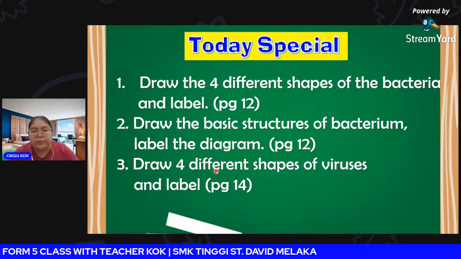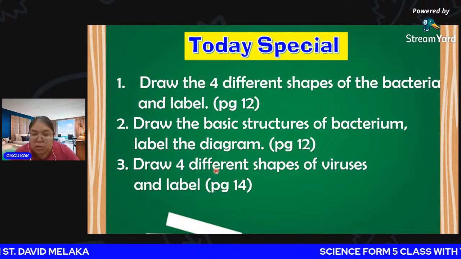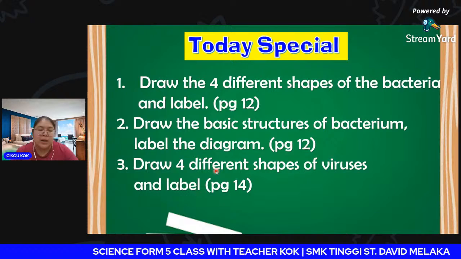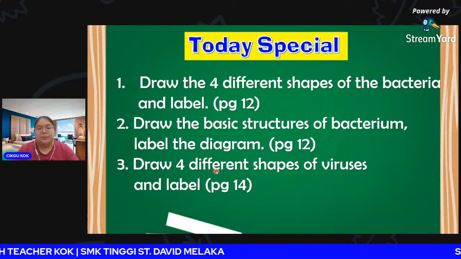Okay, number three, you need to draw the four different shapes of the viruses. Page 14. We got polyhedral, after that we got combined, we got helix. So that means you need to draw the four different shapes. After that, you need to label the name. Okay? Just easy only, is it, for drawing? Then we continue to the next special.